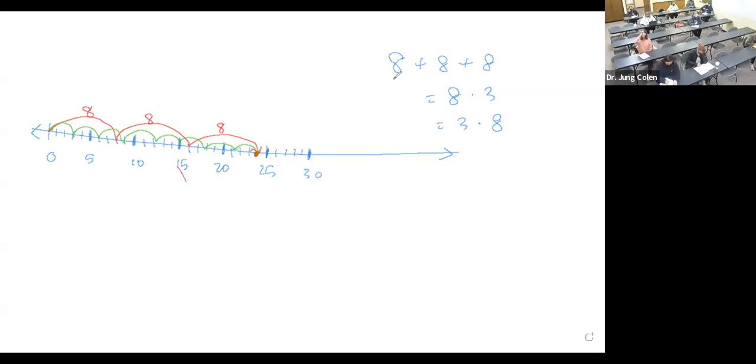However, it doesn't represent 8 plus 8 plus 8, right? This represents 3 plus 3 plus 3 plus 3 plus 3 plus 3 plus 3 plus 3, so it doesn't exactly represent 8 plus 8 plus 8. So I don't want you to use that. But the answer is the same. So you can show the commutative property here: 8 times 3 is the same as 3 times 8. Okay? All right. Any comment?